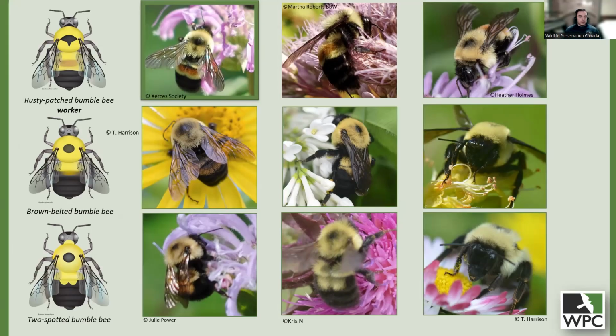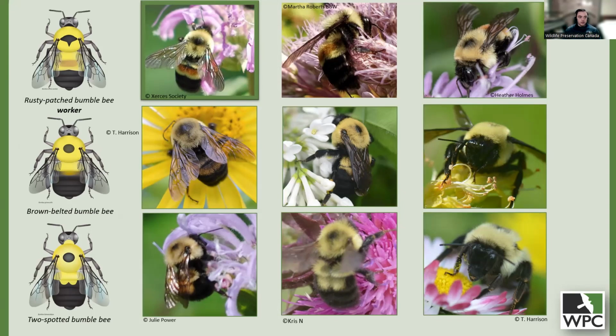I should note that the rusty patch bumblebee, the thorax pattern also differs a little bit in that it's got more of a thumbtacky kind of T-shape pattern between the wings, whereas the brown belted bumblebee and even the two-spotted bumblebee here, they'll both have just a simple black spot between the wings on the thorax.